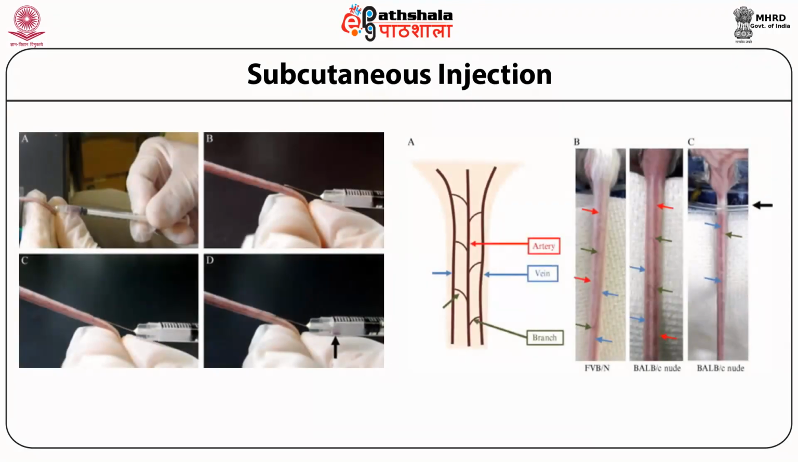The other method commonly used for injecting drugs or cells into the mouse model is intravenous. Usually the intravenous injection is done in the tail region of the mouse, where the vein or artery can be seen easily, and it is a little bit tricky procedure where you need prior experience to handle it.